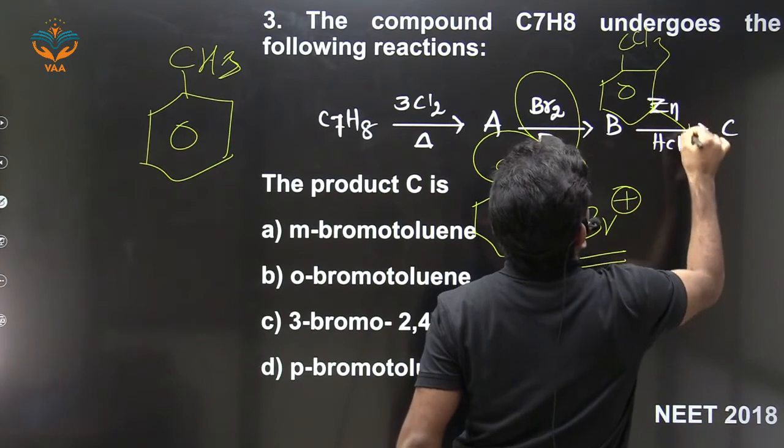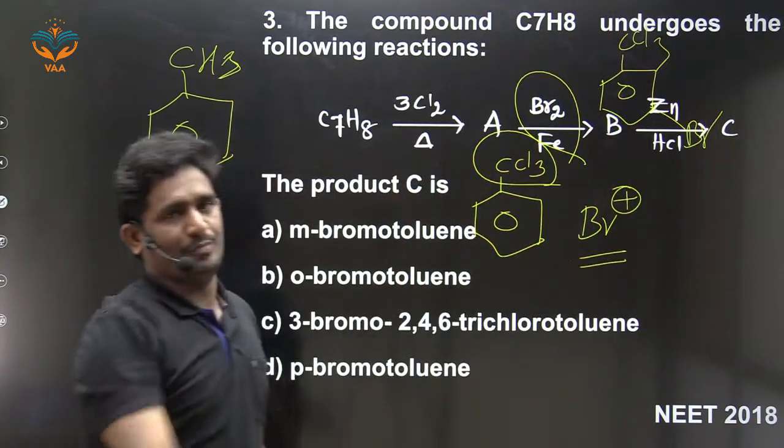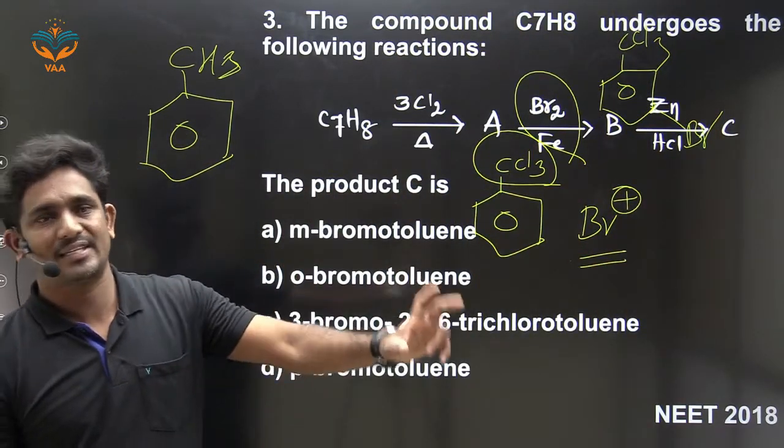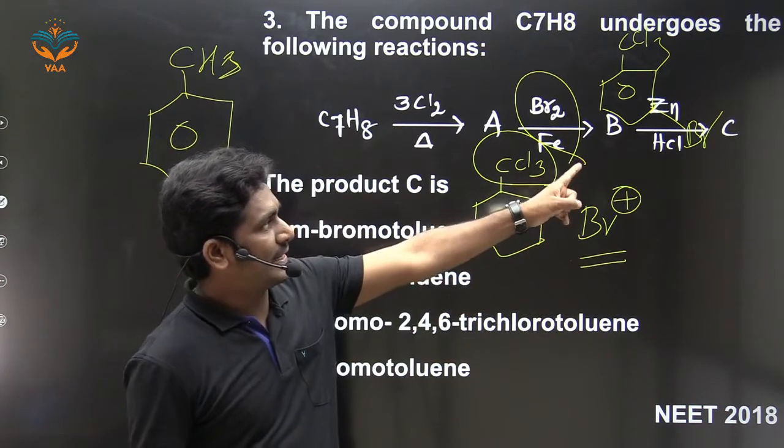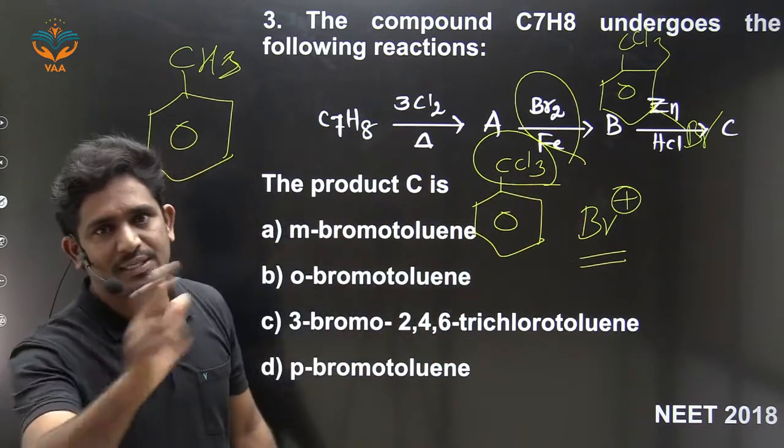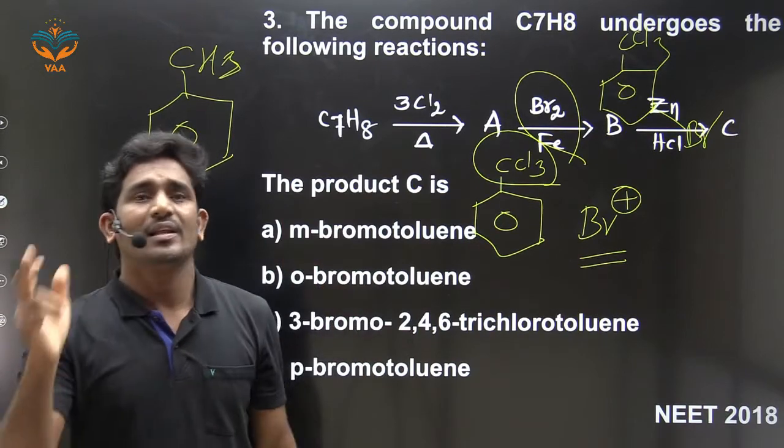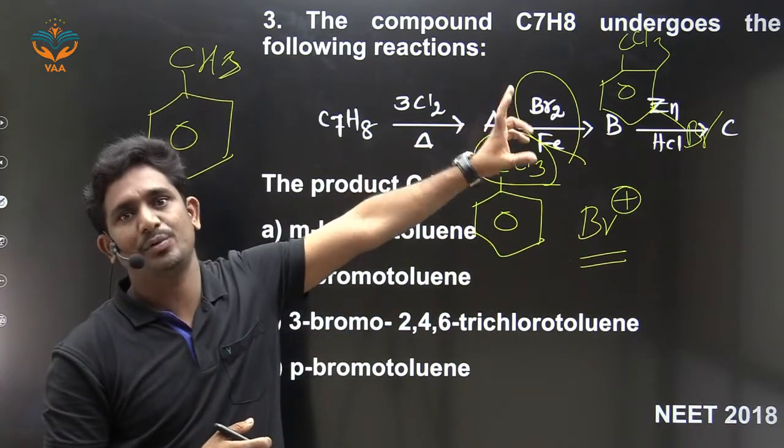CCl3, you will get the meta-bromo derivative. And the next reagent given is Zn in the presence of acid. It is a reducing agent, right? It reduces the halides.